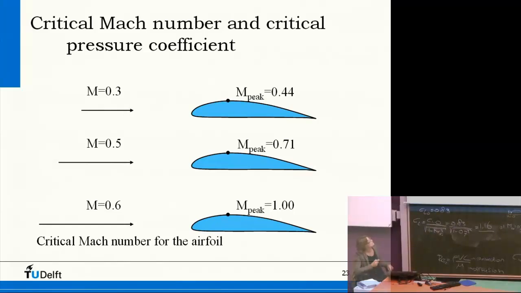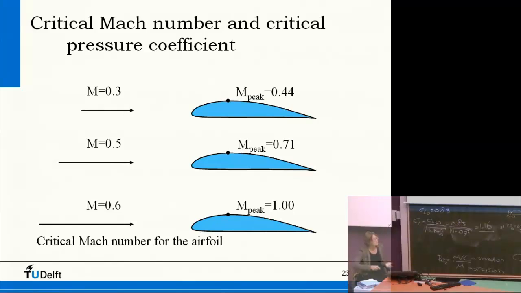Now let's increase our flight speed to 0.5. Then the peak Mach number will increase as well, right? And it's not really linearly, but we get 0.71. Let's further increase. For this airfoil, Mach is 0.6. Then our peak Mach number for a certain flight Mach number, free stream Mach number, we will have the first time that we get sonic flow somewhere. That actually the speed in a point is the same as the speed of sound in that point.